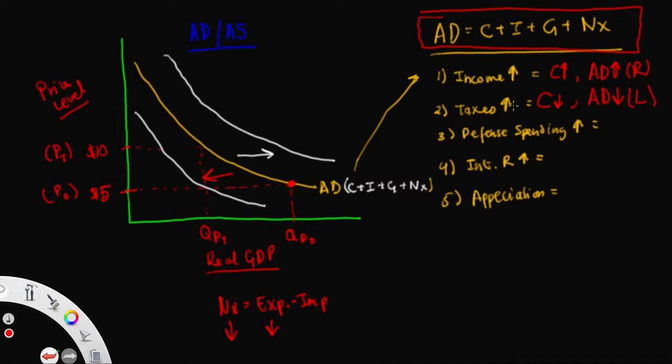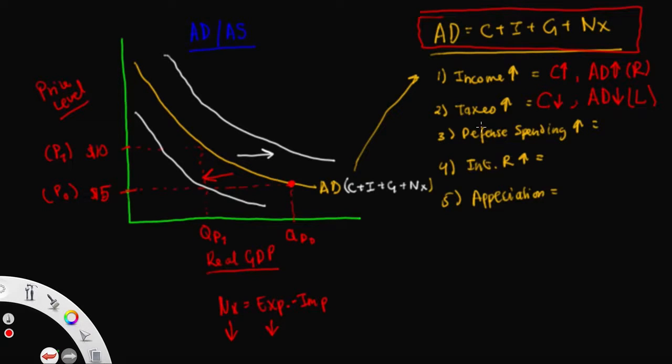So this taxes example is also very similar to, let's say, if your income goes down, because taxes are a reason why your income might go down. If the government puts higher taxes on your income, then you're going to consume less because you're going to have less money to spend. And if you consume less, your aggregate demand will be going down, and that will shift your aggregate demand curve to the left.